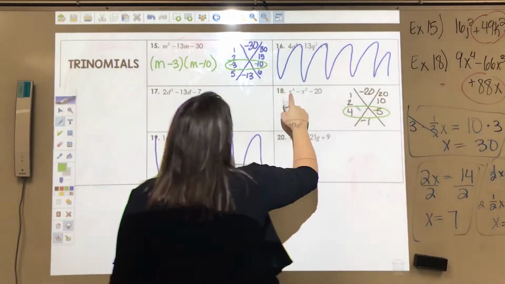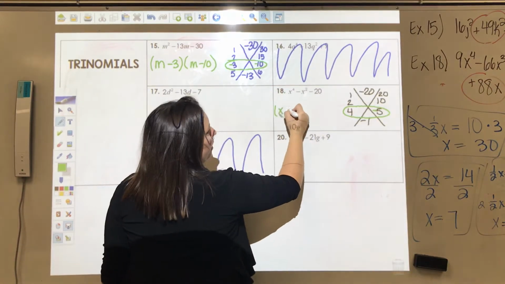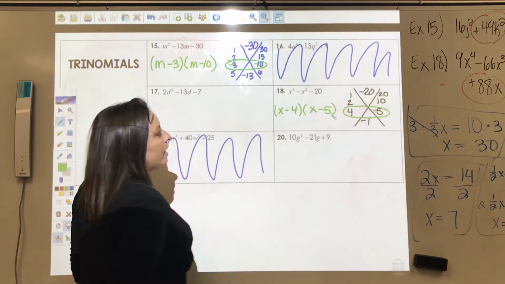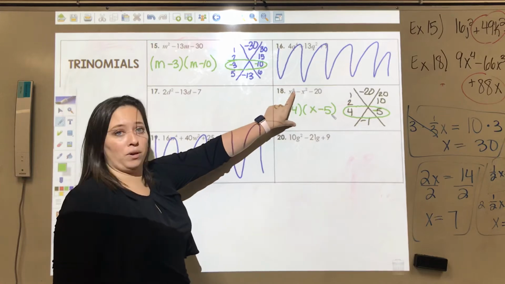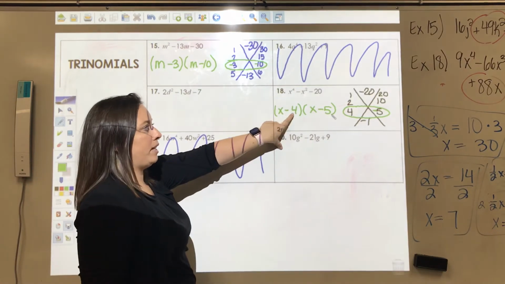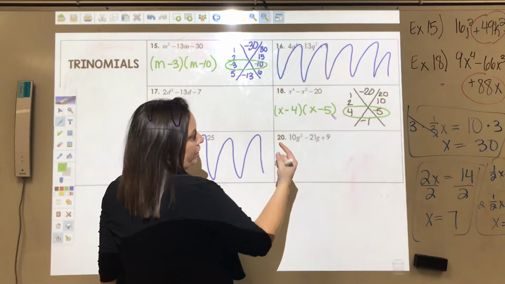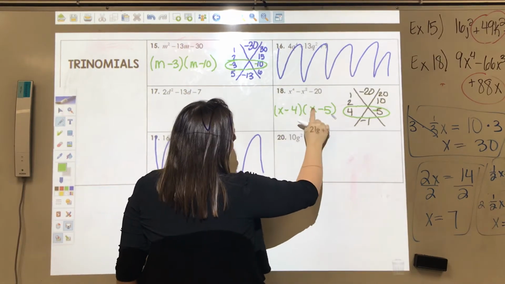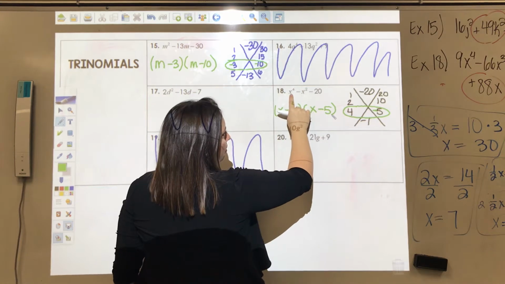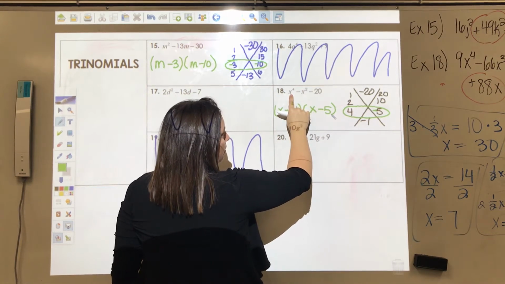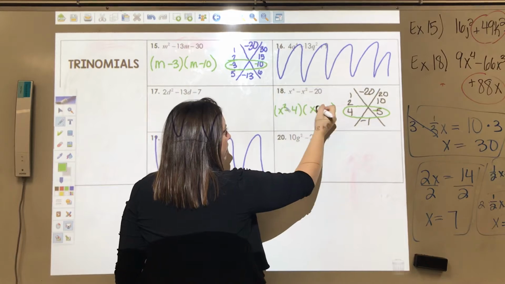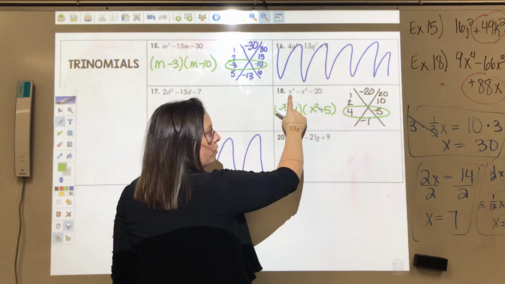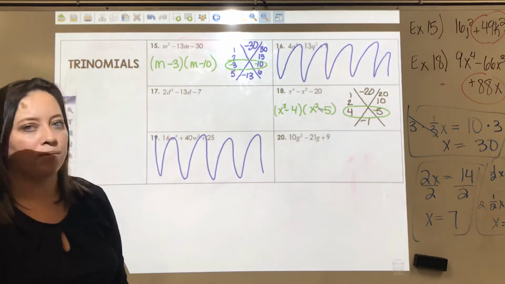Normally we would write our answer, with whatever letter they're using, as x minus 4 and then x minus 5. But this time, because it's x to the 4th, it can't be x minus 4, because you can double check your answer by multiplying through, which you've done in the past. x times x is x squared, but it needs to be x to the 4th. So this is going to have to be x squared, and this is going to have to be x squared. x squared times x squared is x to the 4th. So that was the only extra step for number 18.